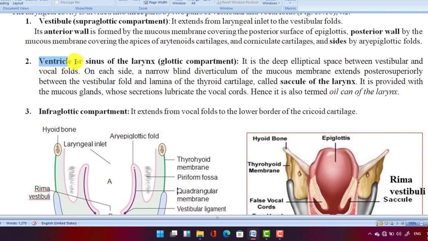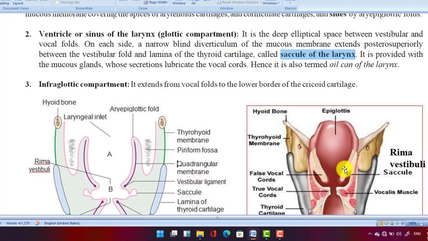Then there are the ventricles or sinus of the larynx, which we call the glottic compartment. It is a deep elliptical space between the vestibular folds on each side. A narrow blind diverticulum of mucous membrane extends posterosuperiorly between the vestibular fold and the lamina of the thyroid cartilage, called the saccule of the larynx. These parts are called the saccules. The vestibular folds come down and go back upward, so they make an empty space here.